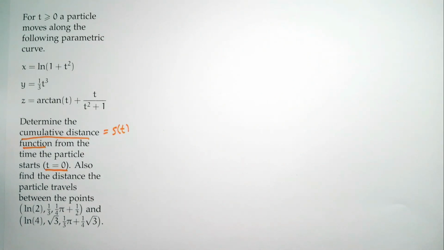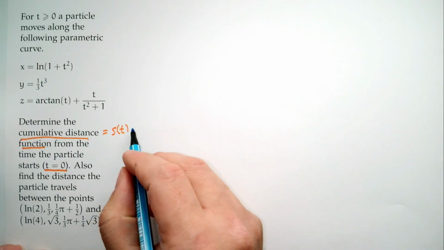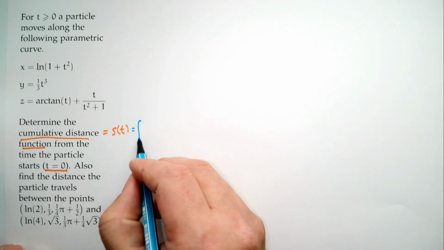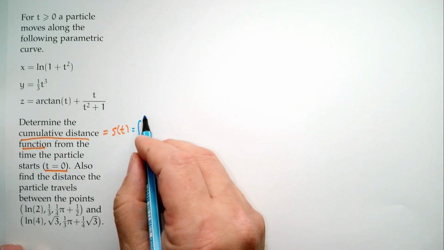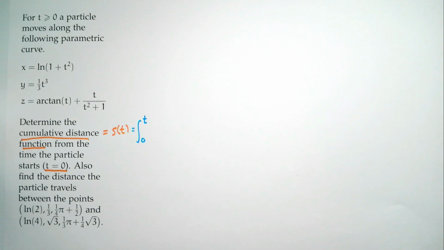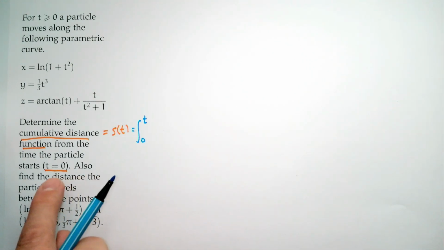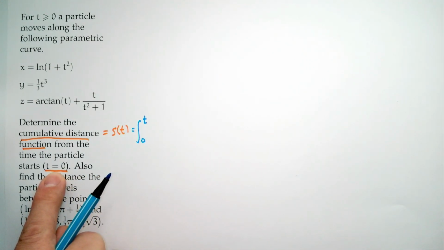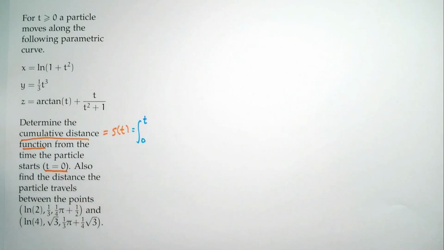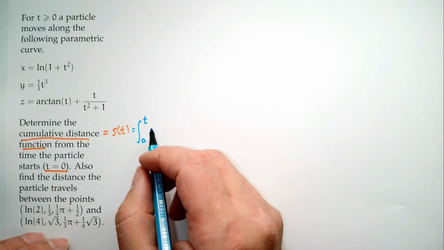So if we're looking for the cumulative distance function, the way we can do this is we can say, okay, that's going to be the integral from 0 up to the current time t. And the reason I start at 0 is because we're told that's where we want to start measuring. Now, it might be we want to start measuring at a different number. 0 is a very common number because it's a beautiful number. It has wonderful properties. For example, when you evaluate 0, lots of things simplify.